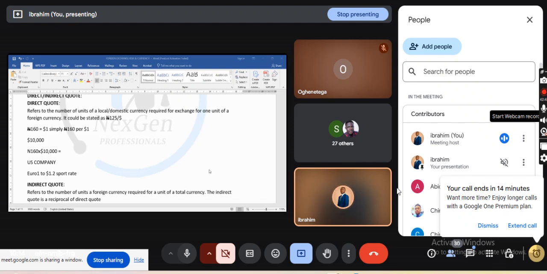You have to look at it. Which of these currencies is depreciating? The currency that is depreciating will become the domestic currency.